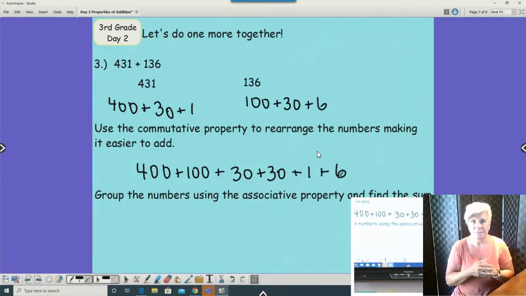So the commutative property says you can rearrange them any way you want. Now, what does that associative property tell me I can do? Do you remember?